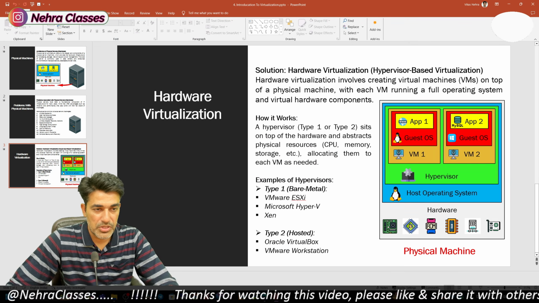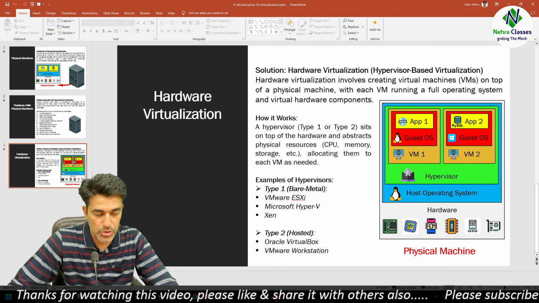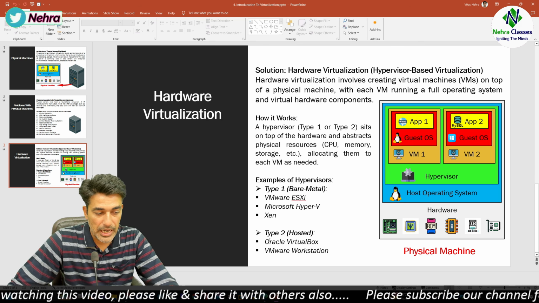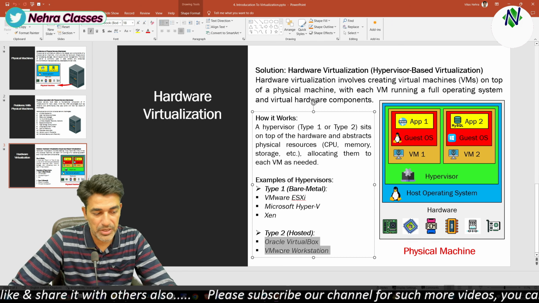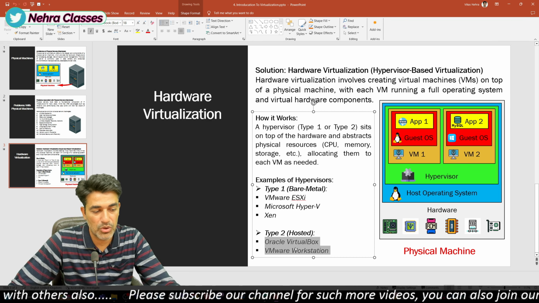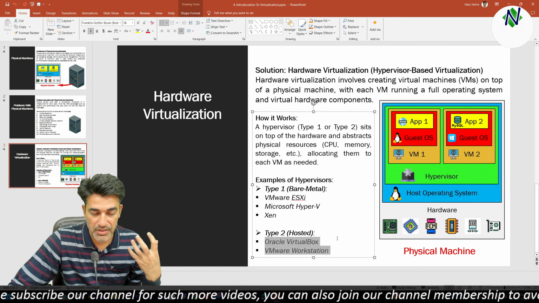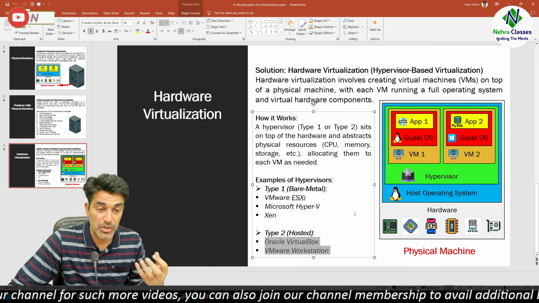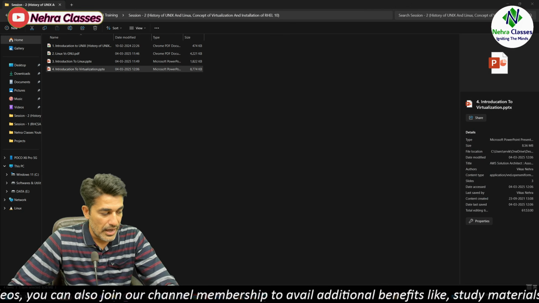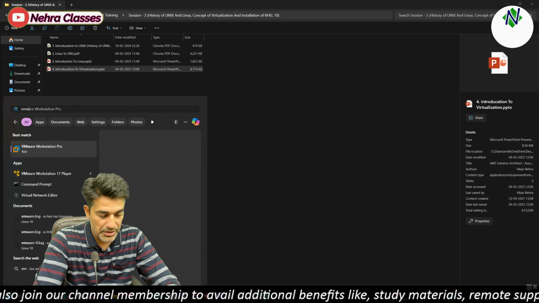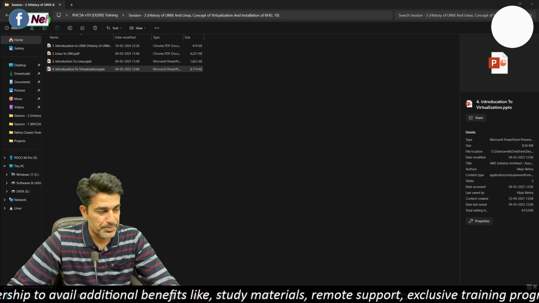Okay, now let's proceed further. So what we are going to do, we are going to use a type 2 hypervisor here in our machine. Either we can use VMware Workstation or we can use the Oracle VirtualBox, so that we can virtualize the hardware resources which are available with our machine, and we can install the virtual machines there. Okay, I already have VMware Workstation which is installed in this computer.